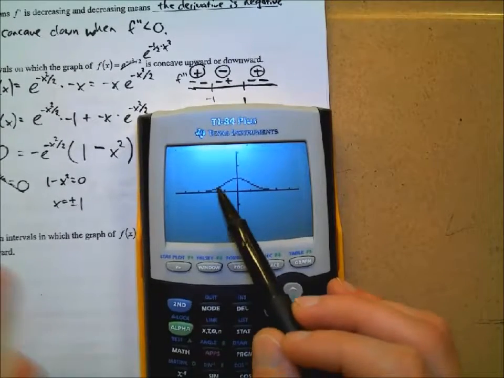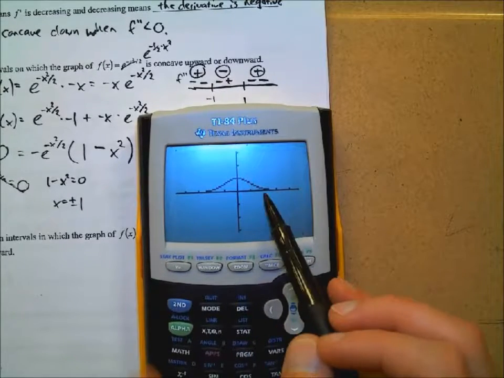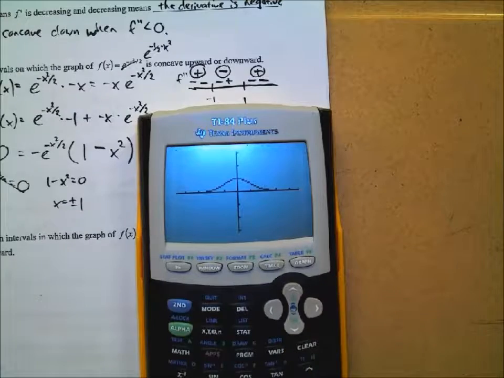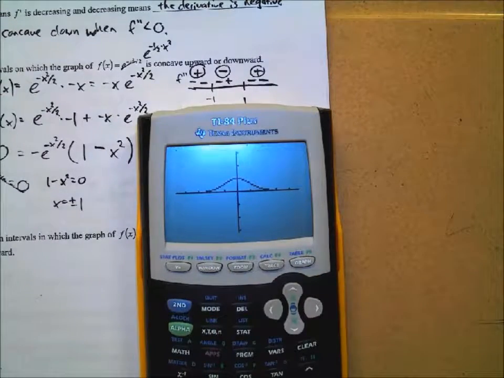So concave up. Here, the graph is below the tangent line you would draw, and here again, the graph would be above any sort of tangent line that you would draw. So concave up, down, up. Okay, just like that. All right, questions on any of that?